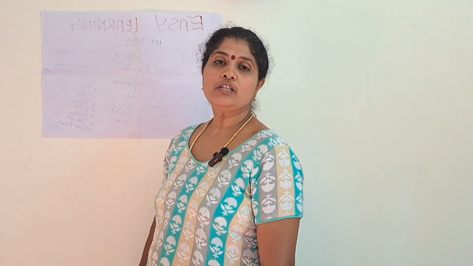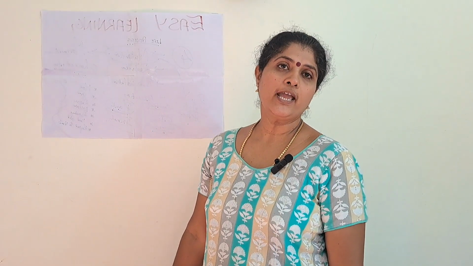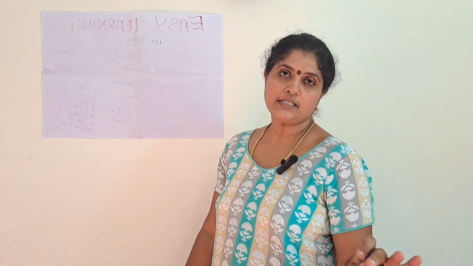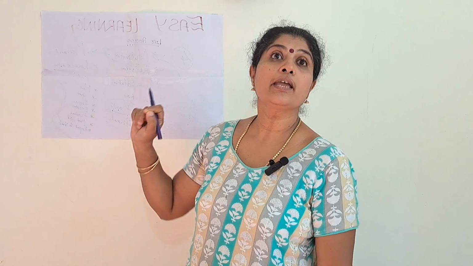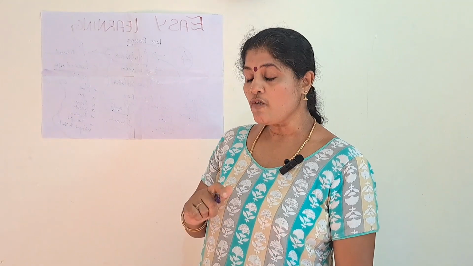Okay, so I have told about the major steps involved in the process of photosynthesis. Three major steps I have already discussed. So now you should know the chemical equation for the process of photosynthesis.